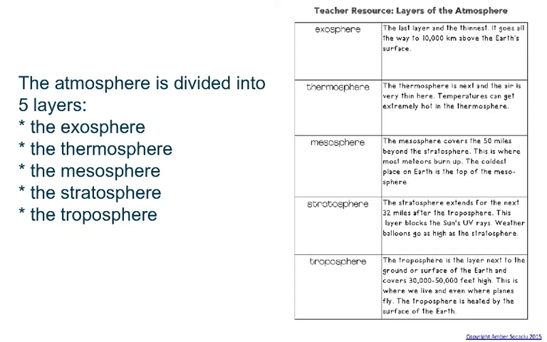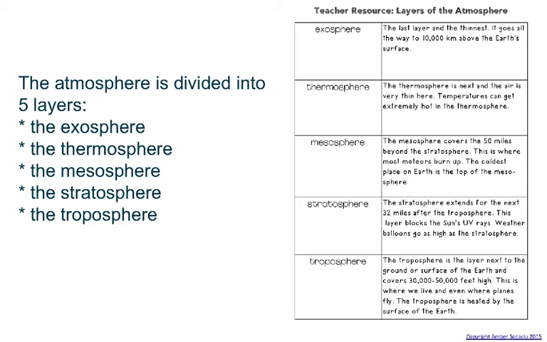Here's a little more about the layers of the atmosphere. The exosphere is the last layer of the atmosphere that's held in place by Earth's gravity. Next, the thermosphere. It's the next farthest from Earth. You can tell from its name that its temperatures can get really hot.